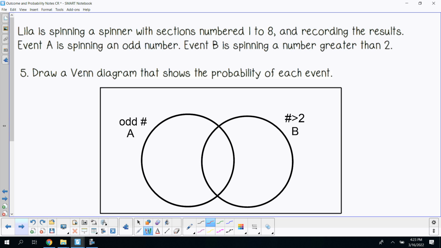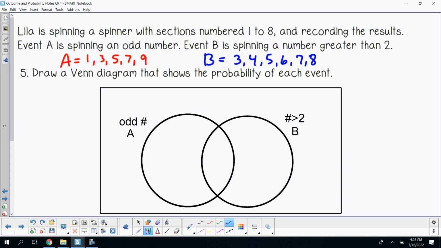All right, Lila is spinning a spinner with sections numbered 1 to 8 and recording the results. Event A is spinning an odd number. So for event A, we have the odd numbers of 1, 3, 5, 7, and 9. Those are my odd numbers. Event B is spinning a number greater than 2. So my B events are going to be 3, 4, 5, 6, 7, or an 8. Okay, so when we take a look at this, we have a total of 8 possibilities.